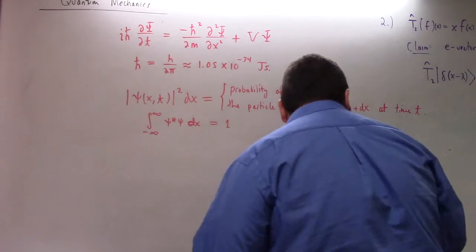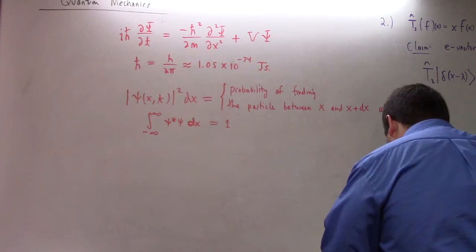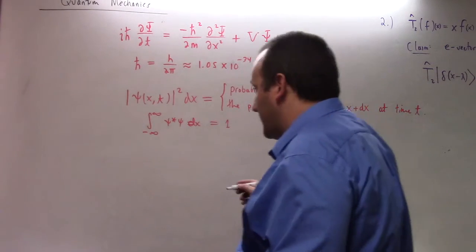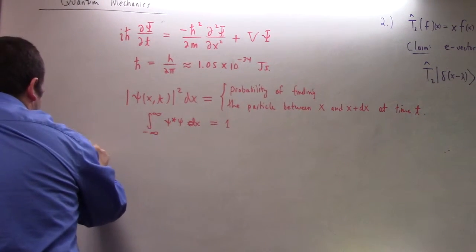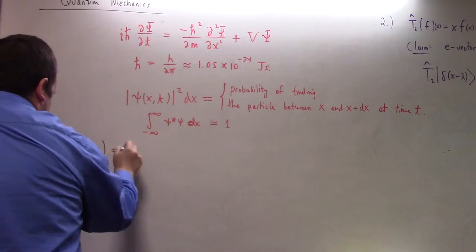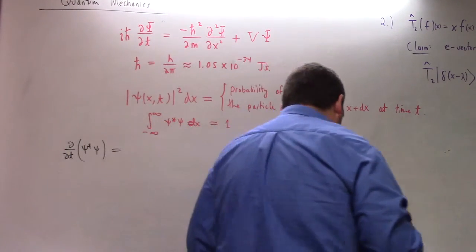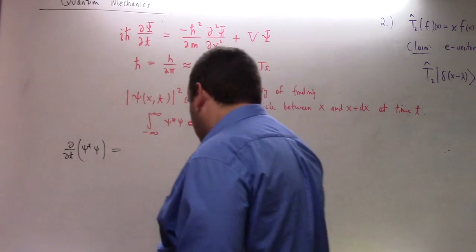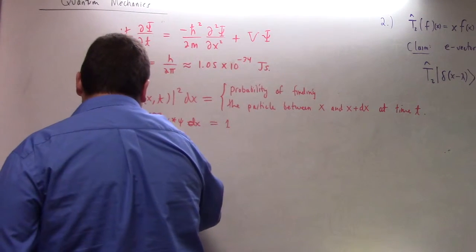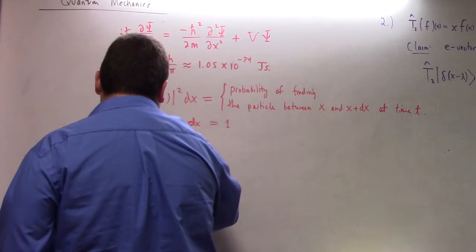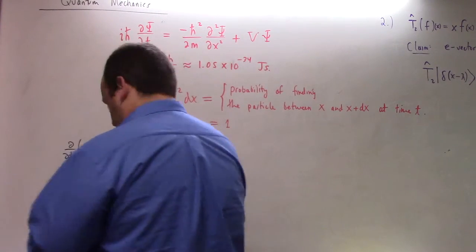So anyway, I'm not really answering your question. Let's see, your partial t of psi star psi. It's a cheat. Partial t of psi star psi is partial psi star partial t psi plus psi star partial psi partial t, right?